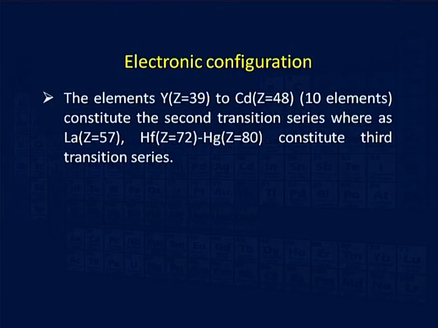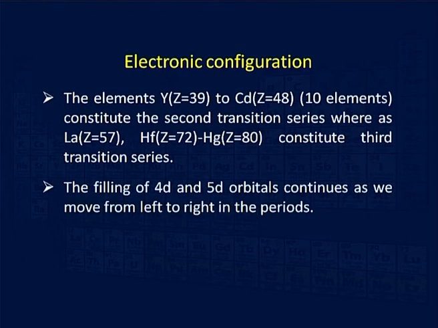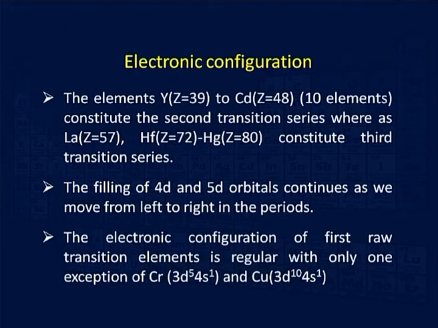As I said, two groups of 10 elements each constitute the second and third row transition series. In these series, the electrons are going to fill successively into the 4d and 5d orbitals respectively as we move from left to right in the periodic table.